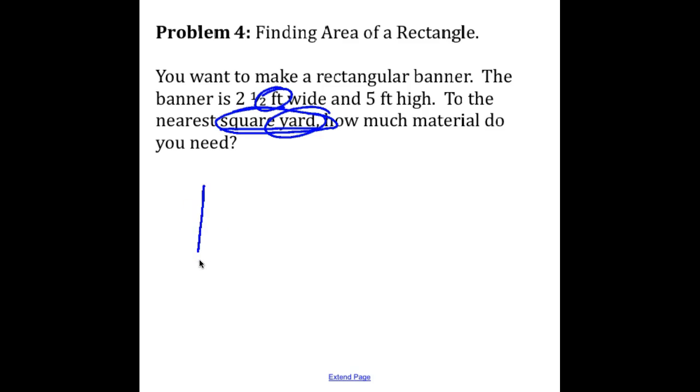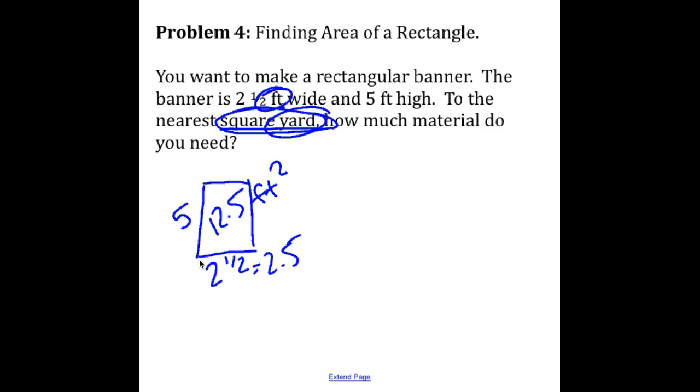So if you have your banner, it's 2.5 feet wide, and it's 5 feet high. To find the area, you're going to take 2.5 by 5, multiply those together. 2.5 times 5, and you get a total area of 12.5 feet squared. Now, that's in feet squared, but we want yards squared.